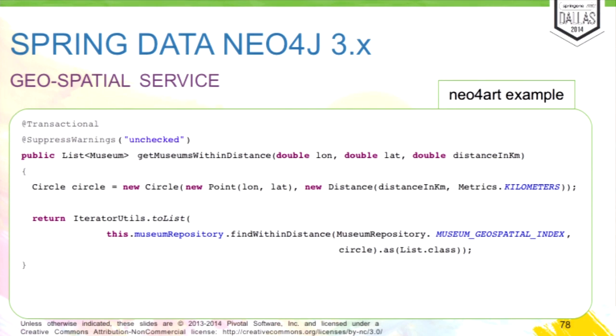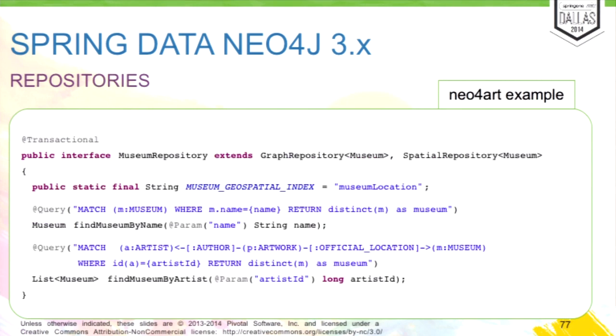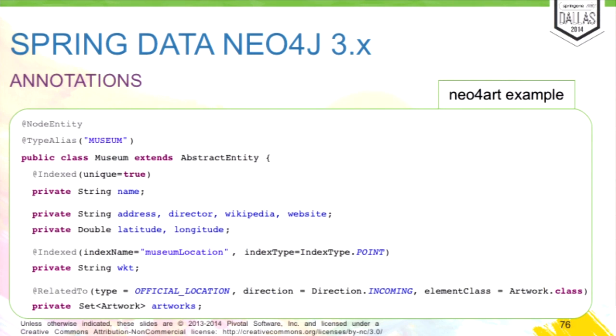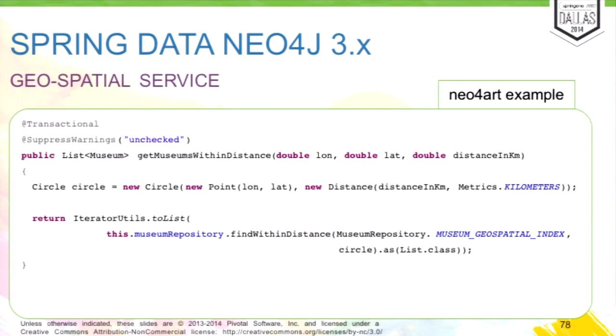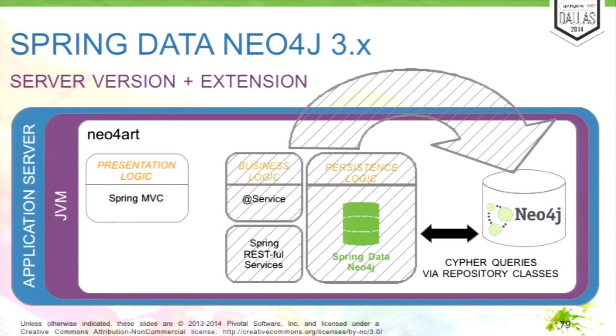We indicate the index that I told you before. Let me just show you. We indicate the index name that we want to use to access this information. And then we provide a circle within which we want to find museums. And we return the list of museums, so as List.class.